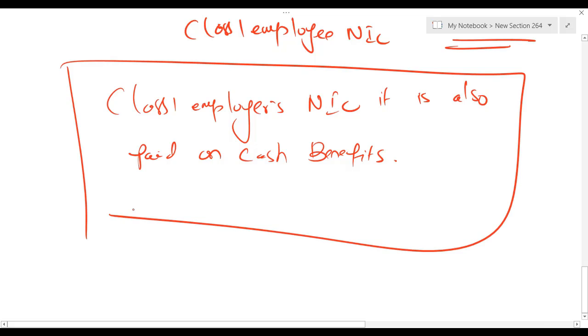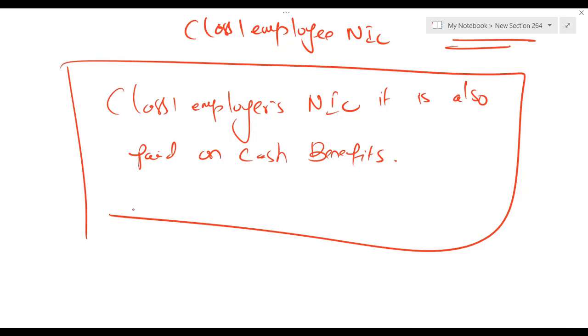But for cash benefits, actually there are going to be two NICs. One is paid by the employee and another is paid by the employer. And cash benefit means normally three things. One is salary, another is bonus, and the third one is authorized mileage allowance, but only that amount we are going to consider which is more than 45. Only the excess than 45 is taken as cash benefit.